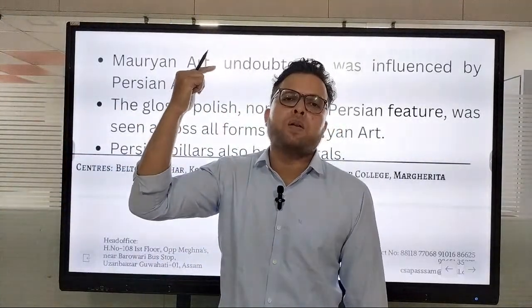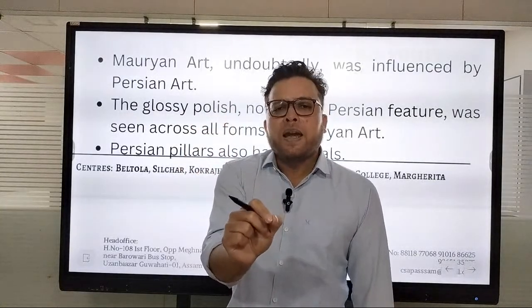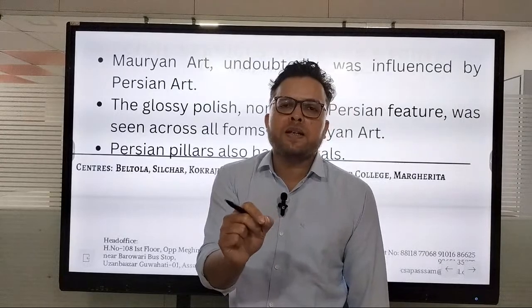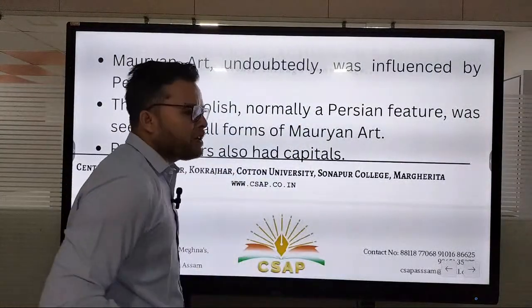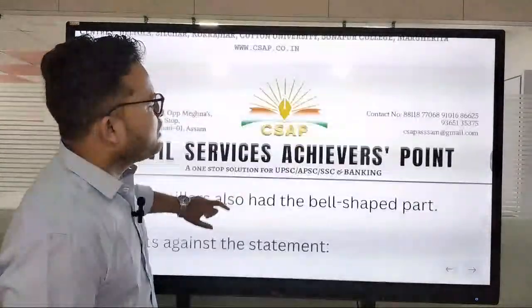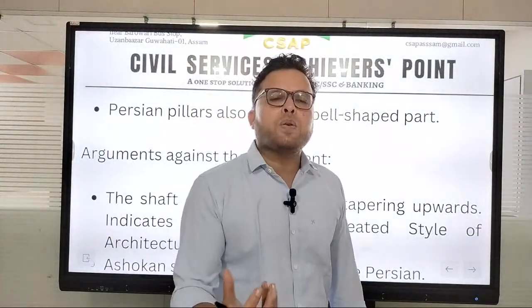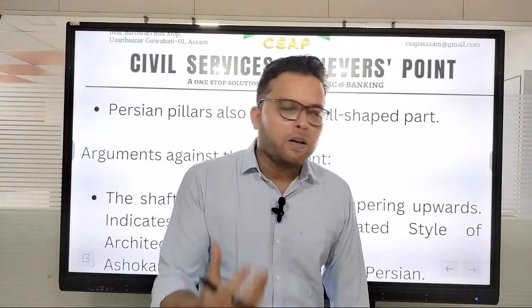Among all the Mauryan art forms, one of the most important is the Ashokan pillars. Ashoka had pillar edicts made to propagate the ideas of Buddhism. The other day I was talking about Ashokan pillar edicts. This allegation concerns that particular kind of Mauryan architecture. Mortimer Wheeler said Ashokan pillars are a direct copy of Persian pillars, which we have to oppose. Persian pillars also had capitals, and Ashokan pillars also had capitals. We are now giving arguments in favor. Obviously, Persian pillars also had the bell shape part. If you look at the Ashokan pillars, there is a part which is known as the inverted lotus. I'll show you a picture.